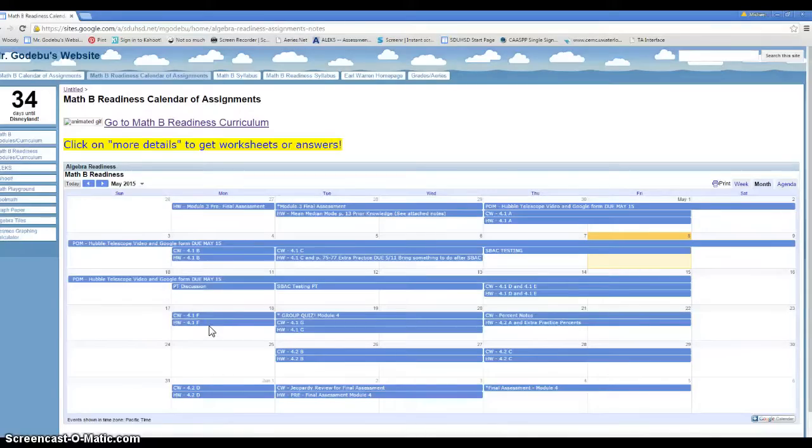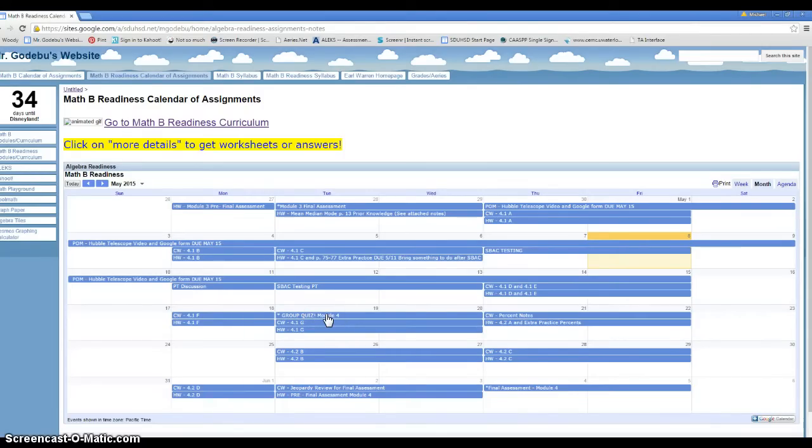Hi guys, you're having a sub because I have to be off campus for the morning. So I'm looking at your calendar right here. Of course, you'll see on the whiteboard that you're doing 4.1G for your classwork, and that's your homework as well. And you're actually going to be taking a group quiz.